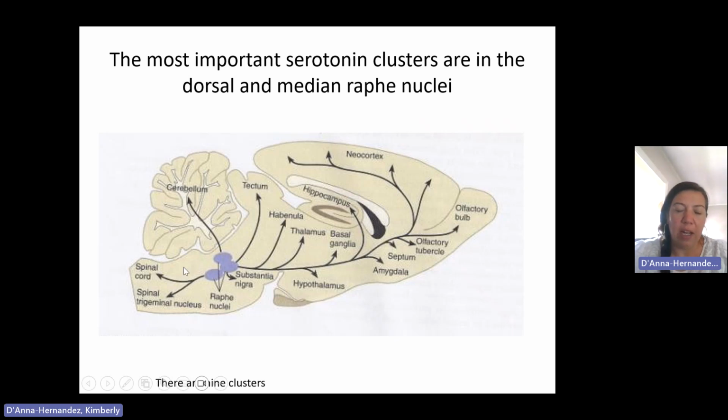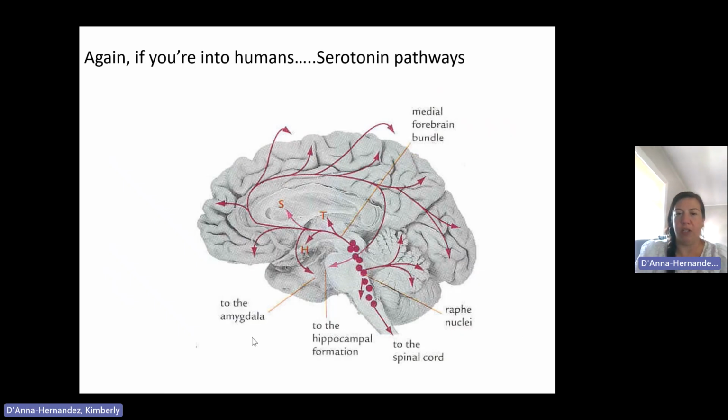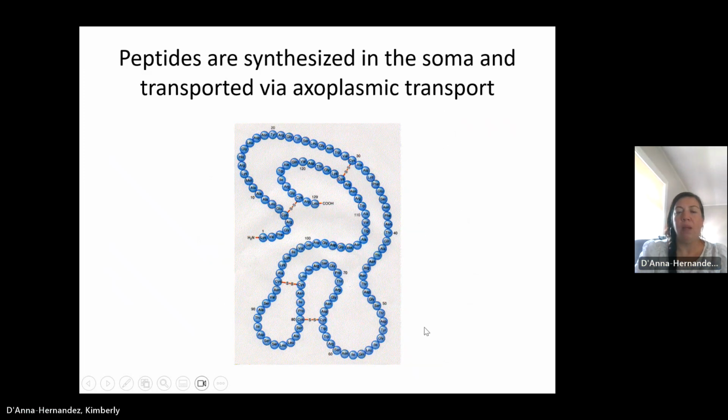So here again, we're in the brainstem. Here's your raphe nuclei, where most of your serotonin clusters are. They're going to go all over the brain and also back towards the spinal cord. Again, if you're looking at humans, you can see that there are lots of cell bodies that line the brainstem here. Okay, so now we talked about amino acids.